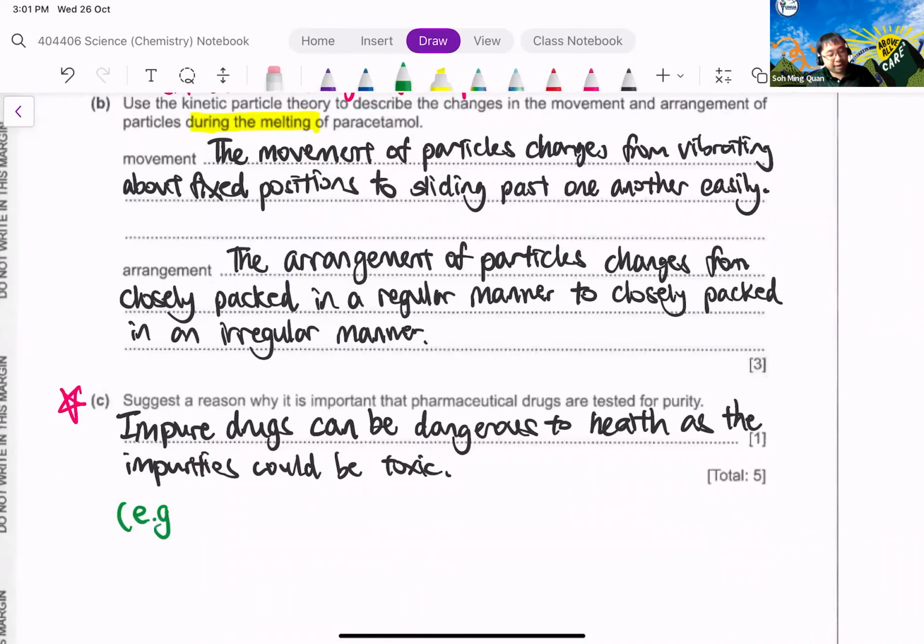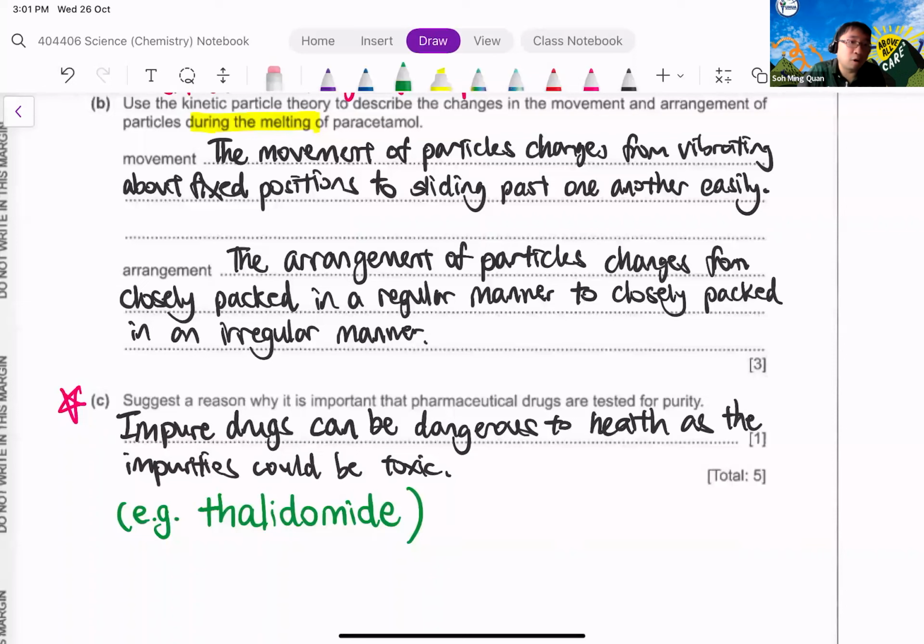Now, I'm going to give you an example of this. Later on, after the lesson, use your iPad to go and Google this particular drug. This was a drug that was prescribed to pregnant women to help them with the vomiting. Pregnant women frequently feel nausea. So scientists and doctors came up with this drug and gave it to pregnant women.